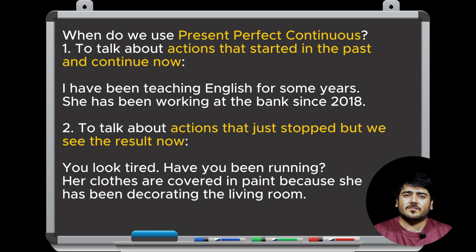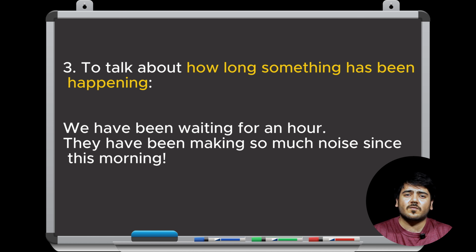Number two, to talk about actions that just stopped, but we see the result now. Like, you look tired, have you been running? Or, her clothes are covered in paint because she has been decorating the living room. Number three, to talk about how long something has been happening. Like, we have been waiting for an hour. Or, they've been making so much noise since this morning.